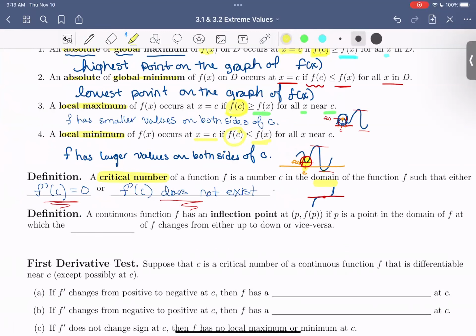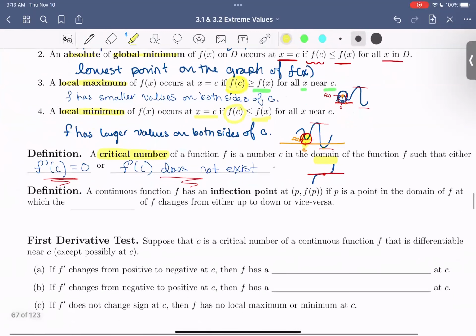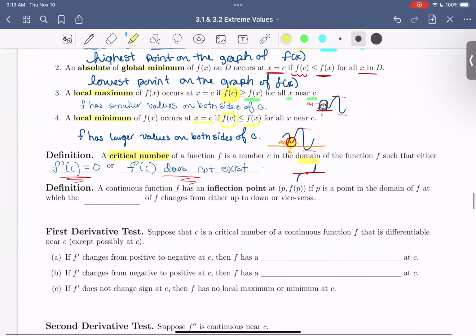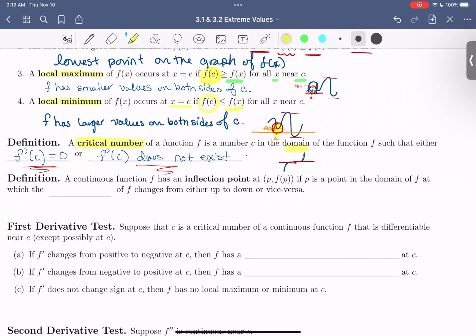Our next definition here is that of an inflection point. So a continuous function f, continuous so that we can take the derivative of it, has an inflection point at P, f of P. So that's an output, that's a whole coordinate on our graph. If P is a point in the domain of f at which the concavity of f changes from either up to down or vice versa.